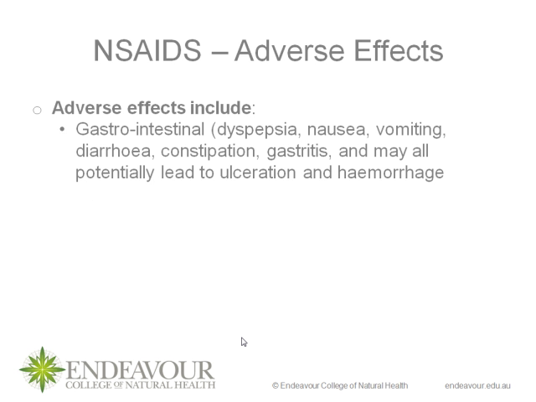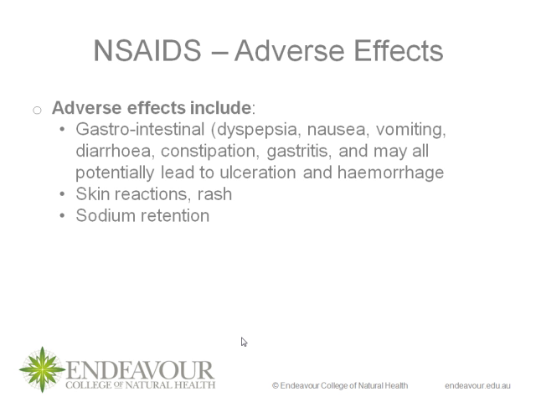The adverse effects of the non-steroidal anti-inflammatory drugs therefore include gastrointestinal effects: dyspepsia, nausea, vomiting, diarrhea, constipation, gastritis, and, as we said, may potentially lead to ulceration, particularly peptic ulceration and hemorrhage. You saw that they are used for osteoarthritis and rheumatoid arthritis, chronic illnesses, and so chronic use. And this may, over time, lead to peptic ulceration and hemorrhage.